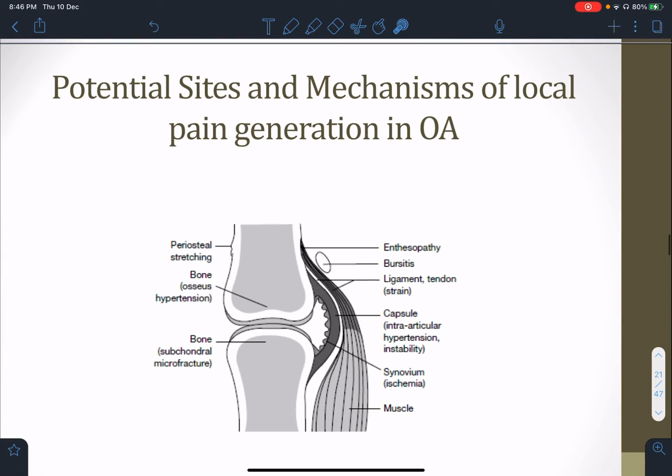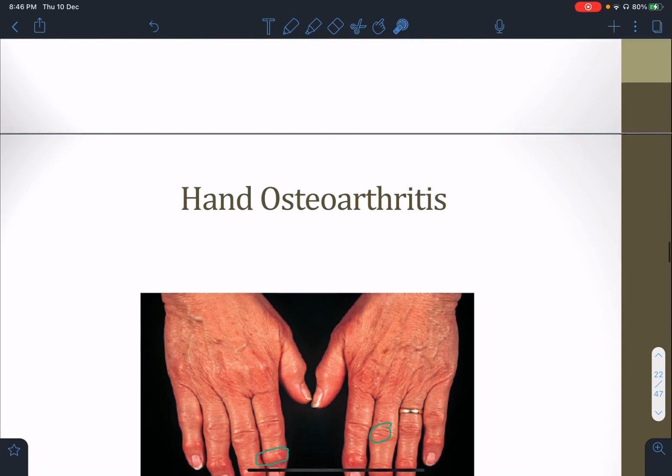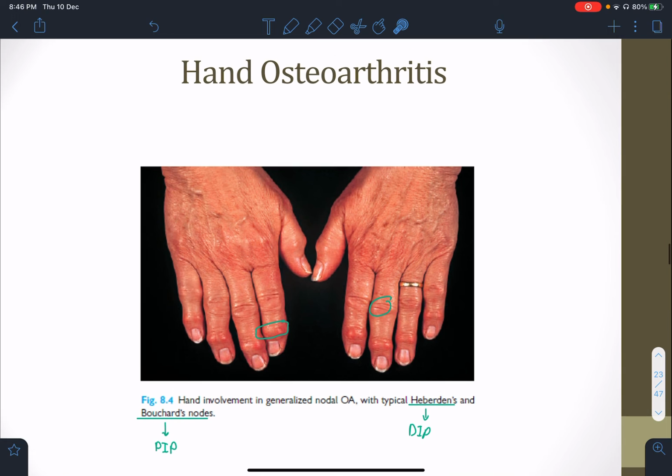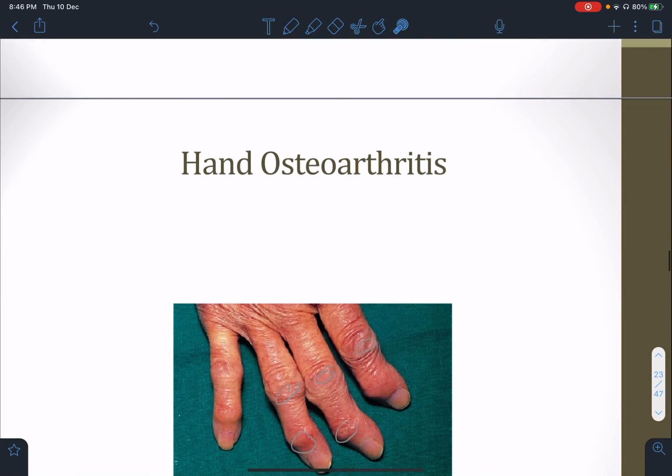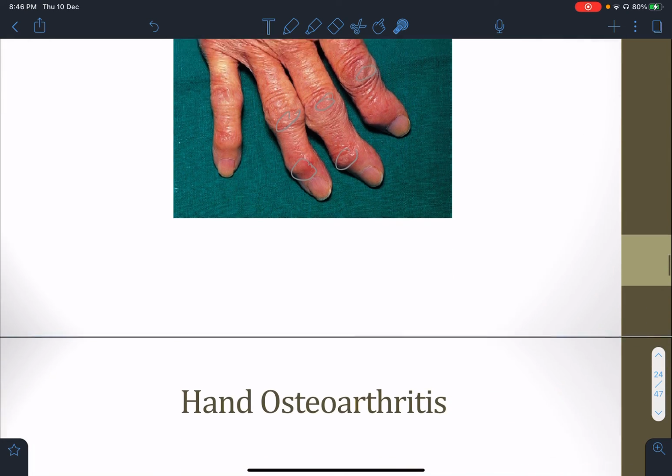This is just another picture showing the reactive changes present in the body. This is what I want to talk about: Heberden's and Bouchard's nodes. Heberden's are distal and Bouchard's are proximal. And another picture talking about hand osteoarthritis. You can see them here, here, and here. Again, the distal ones are Heberden's and the proximal ones are Bouchard's.